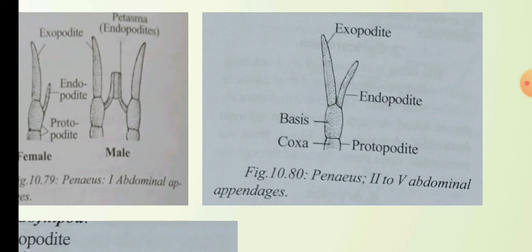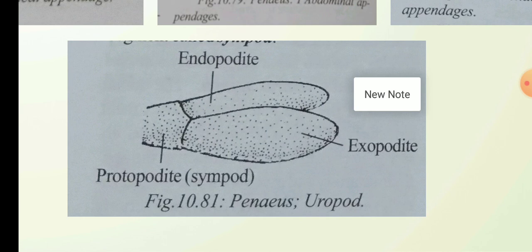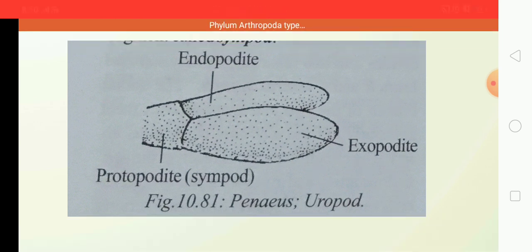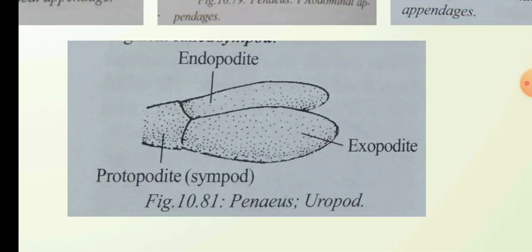Then followed by this is the uropod. The uropod is the last pair of abdominal appendages, and they are present on the last abdominal segment. They are biramous, and each uropod consists of protopodite, exopodite and endopodite. The protopodite is formed of a single segment called the sympod, and the exopodite and endopodite are oar-shaped, with the exopodite larger than the endopodite.